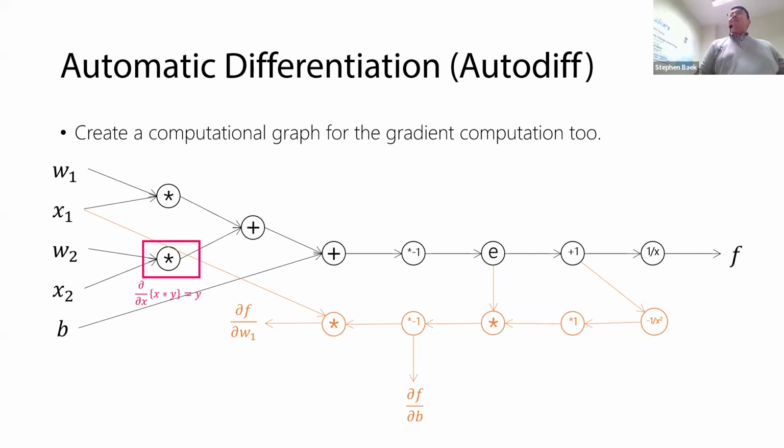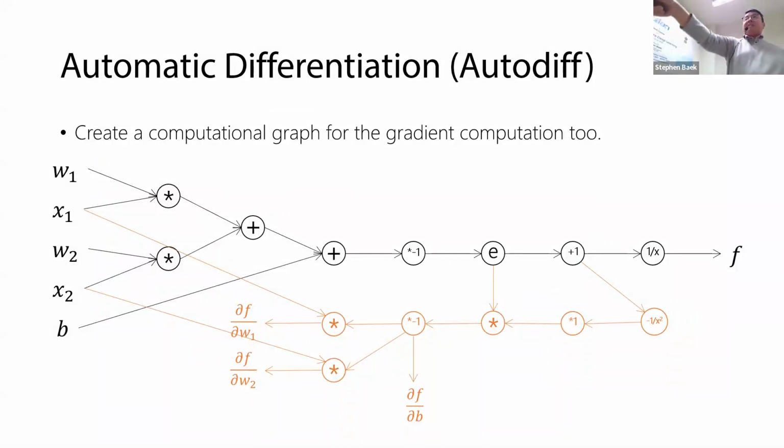And then similarly with this multiplication node below, we do the same thing. So the result over here is going to be multiplied by this to define df/dw2. And that is essentially how the additional computational graph for taking derivatives is constructed.